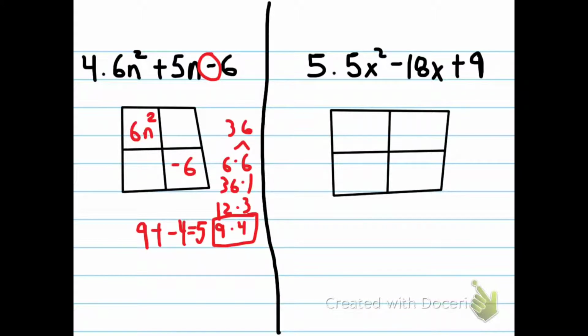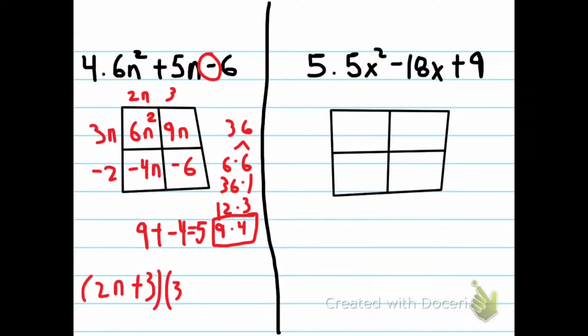So I'm gonna put 9n right here, and then a negative 4n right here. So both of these have a 3n in common. So our answer is 2n plus 3 and 3n minus 2. Hopefully you got that one.